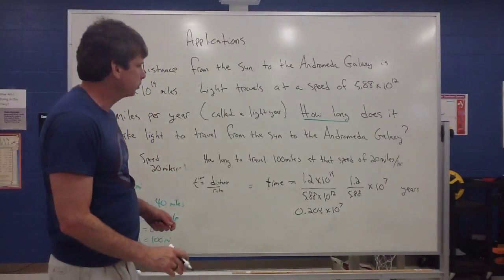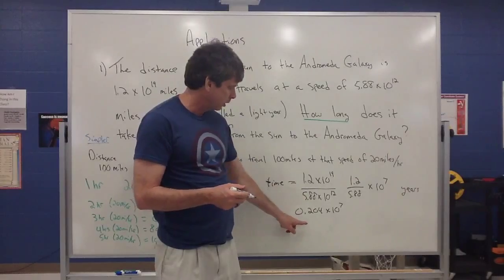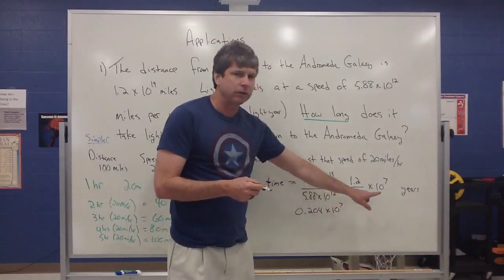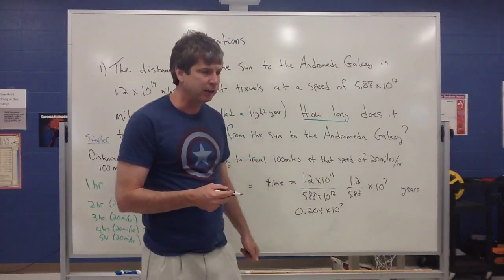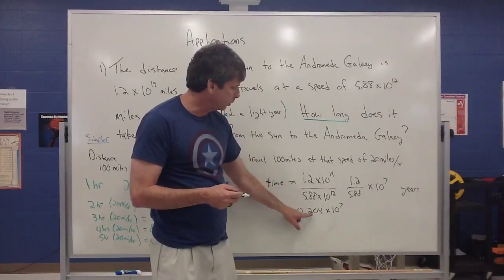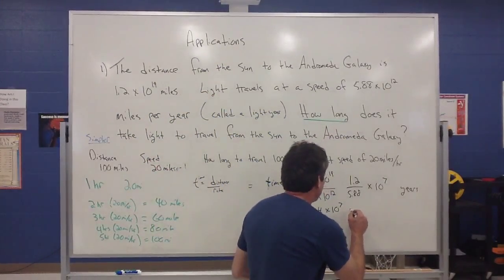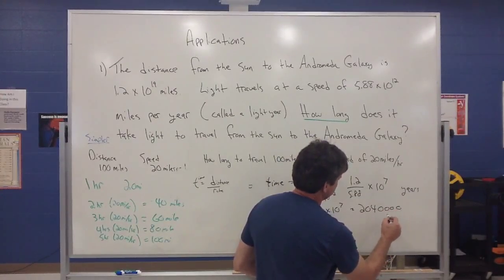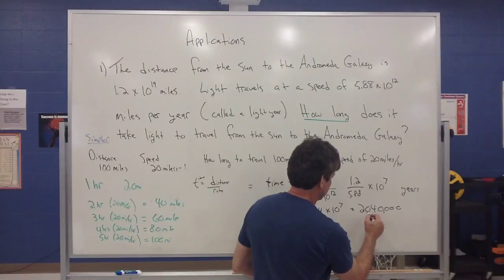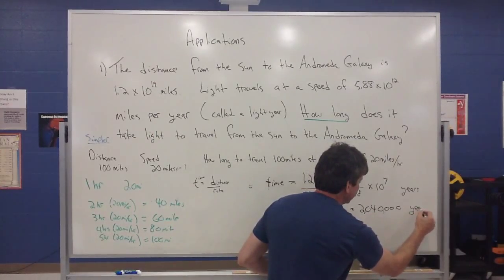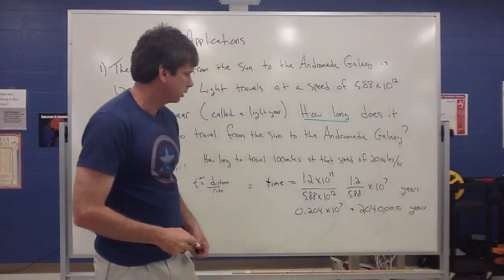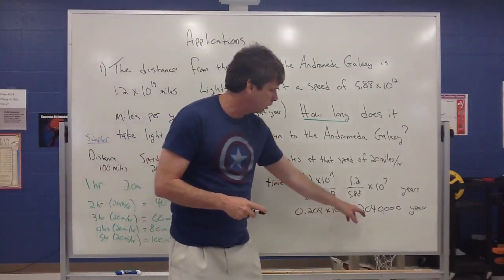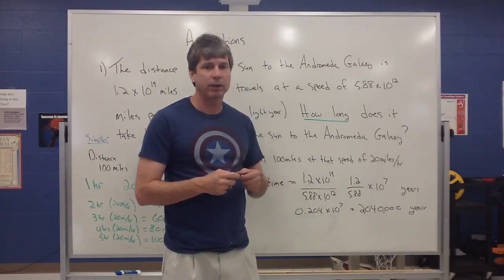Now, what they want me to do, though, is probably put this in scientific notation. Notice this really isn't in scientific notation. So what I probably want to do is change this to decimal notation and then flip it back into scientific notation. So remember, 10 to the 7th means to move the decimal 7 places to the right. So that's going to equal 204, and then add 4 more zeros. Yep, 4 more zeros. So it's going to take the light from the sun 2,040,000 years to get there.